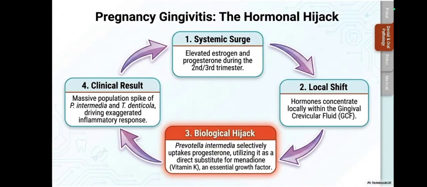Turning to periodontal health, the organism primarily responsible for pregnancy gingivitis is Prevotella intermedia. This bacterium has the unique ability to substitute systemic progesterone for vitamin K as a growth factor. This leads to a massive population spike during the second and third trimesters, causing an exaggerated inflammatory response. These organisms concentrate within the gingival crevicular fluid. As a result, there is a massive population spike of Prevotella intermedia and T. denticola, driving the exaggerated inflammatory response.